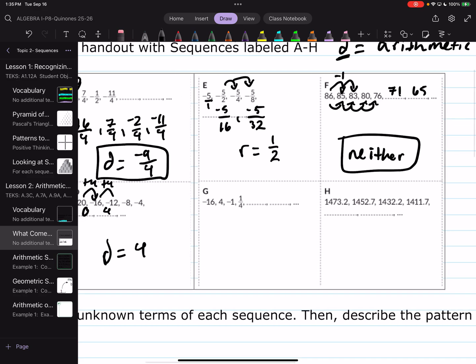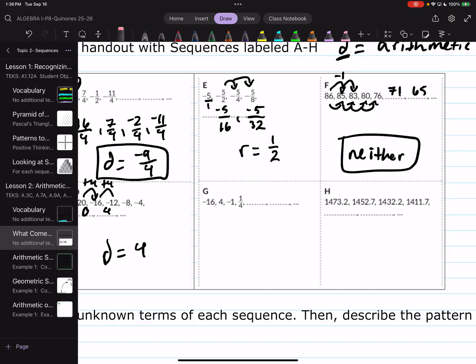All right. Now let's do G together. G. I'm going from negative 16 to positive 4. Let's talk about it. Could I add something to it? Yes. I could potentially add 16 and then another 4, 20. I could add 20. But if I add 20 to positive 4, will that get me to negative 1? No. So could this be arithmetic? No.